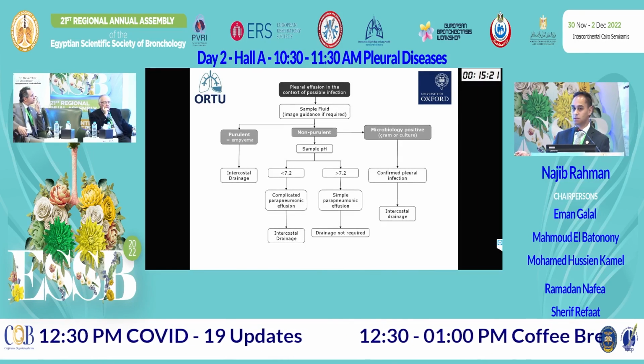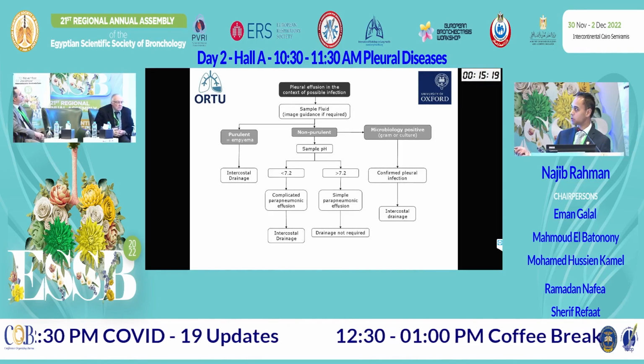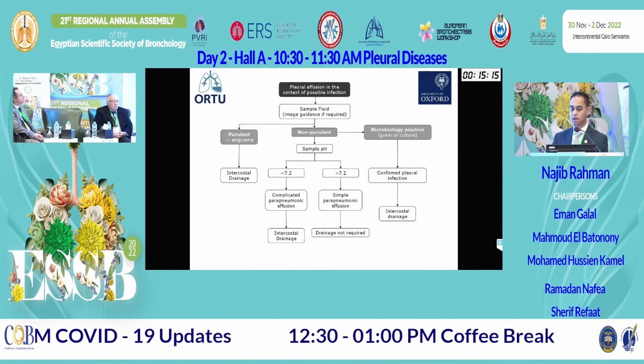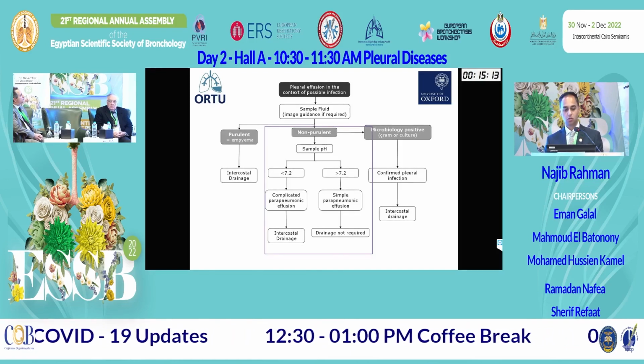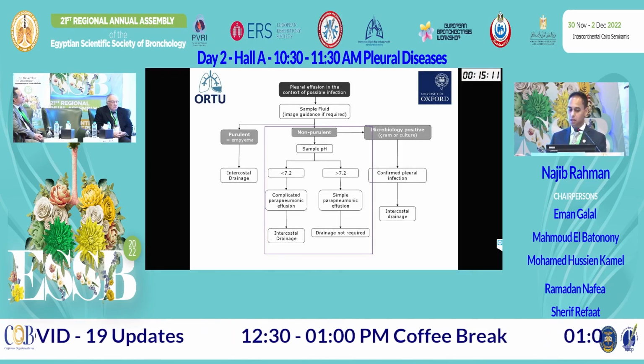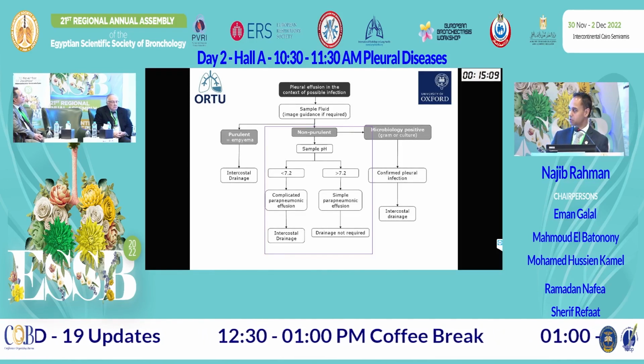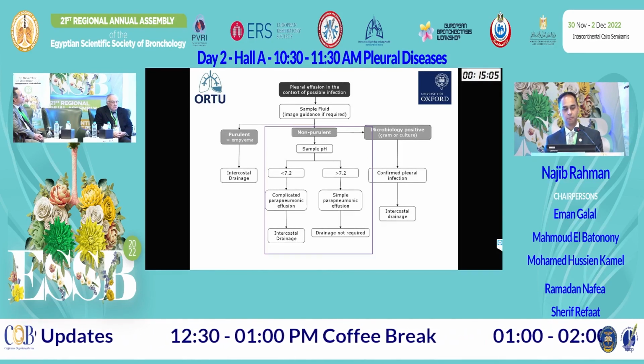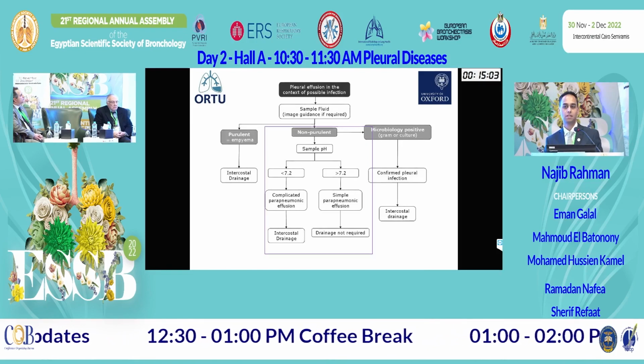Macroscopically purulent, this needs drainage. Microbiologically positive, this needs drainage. And then the non-purulent, as is famous now, we sample the pH into low versus high. A low pH is complicated, becomes drained. A high pH is simple, doesn't need drainage. But let's think about what this data was based on.